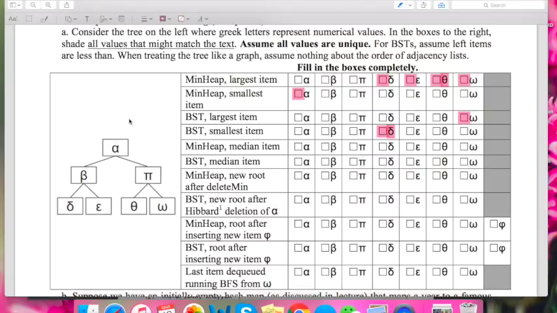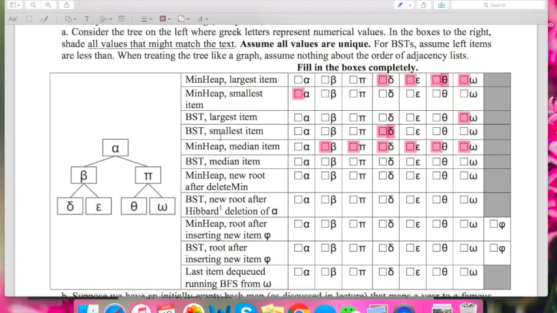So we know that this has to be the smallest, so that means all of these have to be greater than alpha, and besides that, there aren't really any restrictions on what these values can be. So really, any one of these values can be the median. It really just depends on the ordering, because these can come in any ordering as long as they're greater than alpha, they're totally valid. So basically, just anything besides alpha can be the median item.